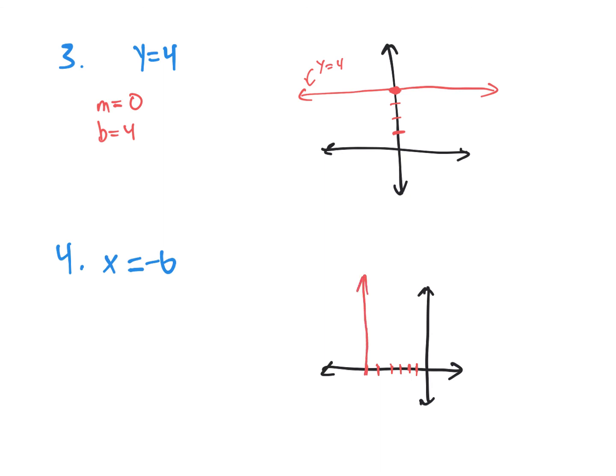So it's going to be this vertical line at x equals negative 6. For both the slope and the y-intercept, we can say that they're undefined. This is not a defined slope, and also this line does not cross the y-axis. So there is no y-intercept, or we can also say it's undefined.